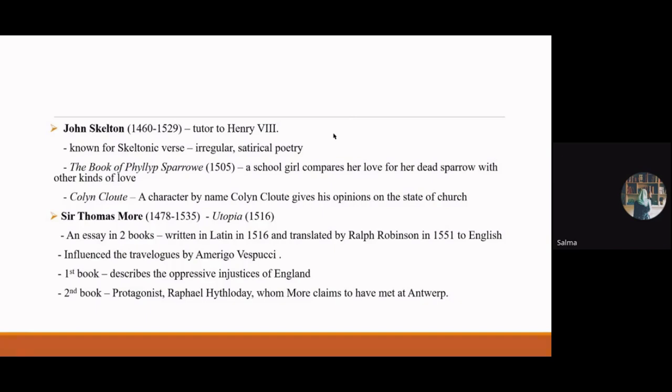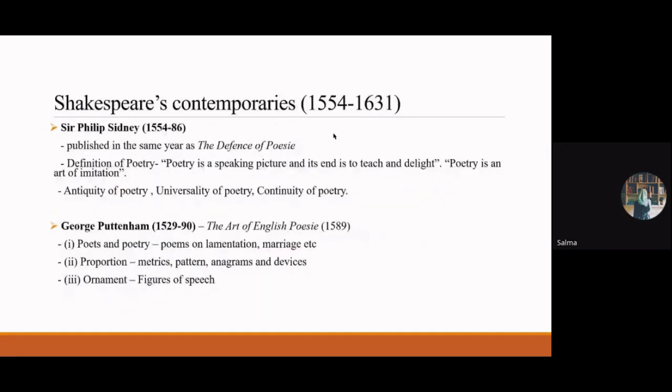Okay, moving to Sir Thomas More, we know he has written a work, Utopia, an essay in two parts, first written in Latin in 1516 and translated into English by Ralph Robinson in 1551. Ralph Robinson is the son-in-law of Thomas More, and it was influenced by Amerigo Vespucci. The first book describes the oppressive injustices of England, and in the second book he introduces the character Raphael Hythloday, whom More claims to have met at a place called Antwerp.